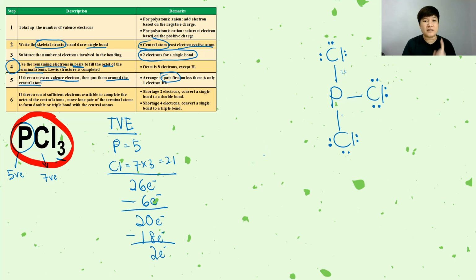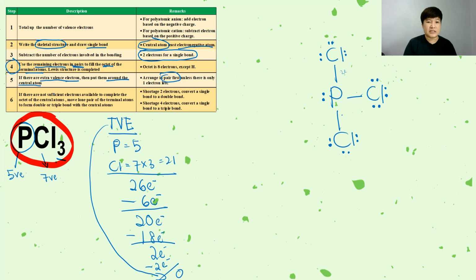Again, we will always arrange them in the form of lone pair. So 2 electron over here means how many pair? 1 pair. Remember, 1 pair means 2. So we arrange them in the form of pair. That is the 2 electron, the last 2 electron. So minus 2 electron and you are done, 0. So remember I said total valence electron must go back to 0. So we are done putting it in the central atom.